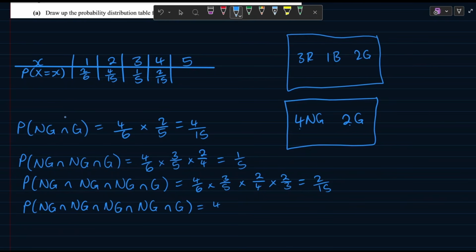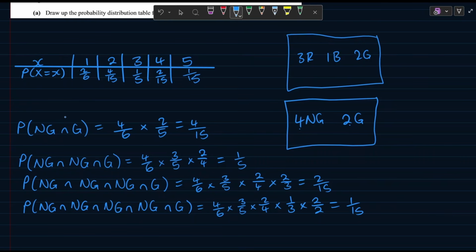So that is 4 over 6, and then we're left with 5. Only 3 of those are not green. We're left with 4. Only 2 of those are not green. We're left with 3, and only 1 of those is not green. And in the bag we now only have 2 marbles, and both of those marbles are going to be green. So 2 out of 2. So that's 4 over 6 times 3 over 5 times 2 over 4 times 1 over 3 times 2 over 2, which gives us 1 out of 15.